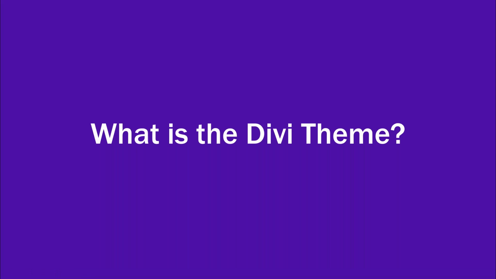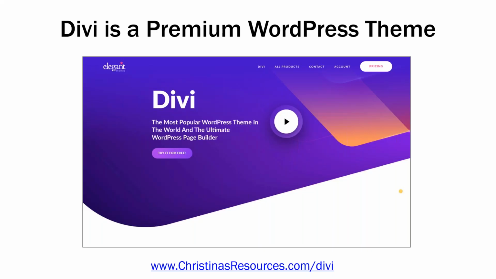What we're doing today is talking about the Divi theme for WordPress. So what is the Divi theme? It is a premium WordPress theme.